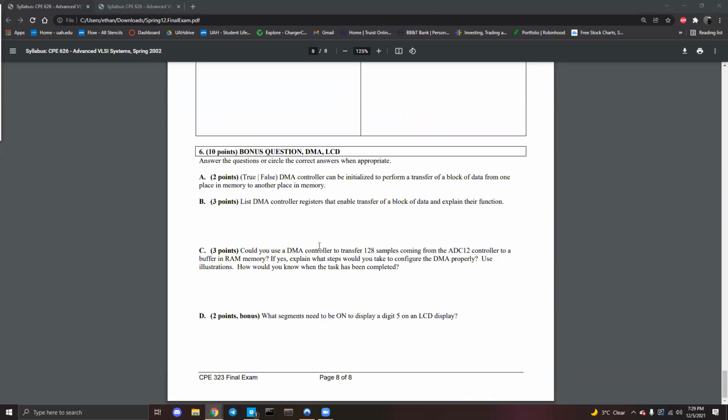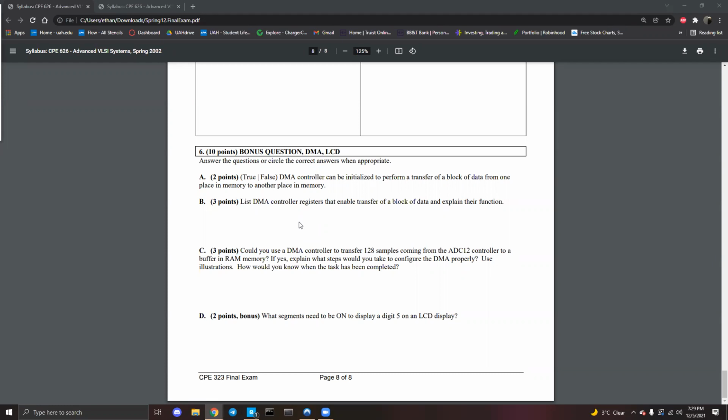This is the bonus: the DMA. Let's go. DMA will show up. DMA's poggers. Oh no. I mean, just memorize it. It's true: the DMA can be initialized to perform a transfer of block data from one place to another. It can send a whole chunk. List the DMA control registers. There are 4 of them.